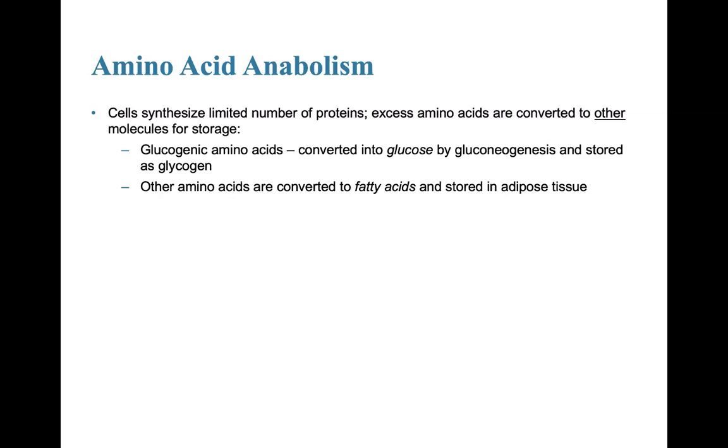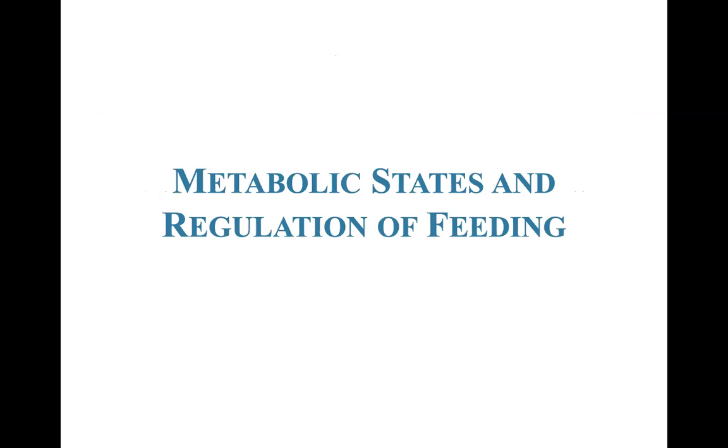Cells synthesize a limited number of proteins. Excess amino acids are converted to other molecules for storage. Your glucogenic amino acids are converted to glucose by gluconeogenesis and stored as glycogen. Other amino acids are converted to fatty acids and stored as fatty acid or adipose tissue. Okay, and that is it for the anabolic pathways.